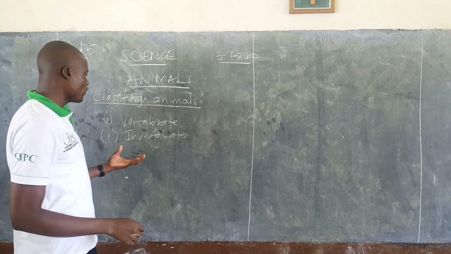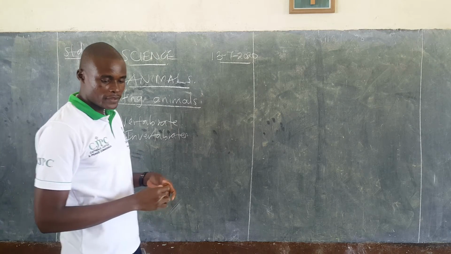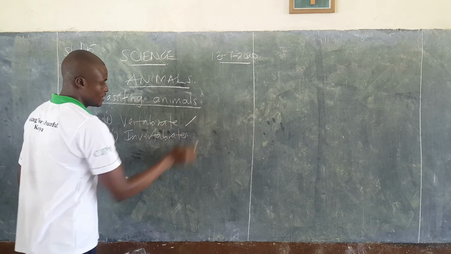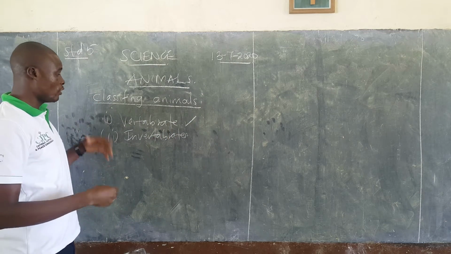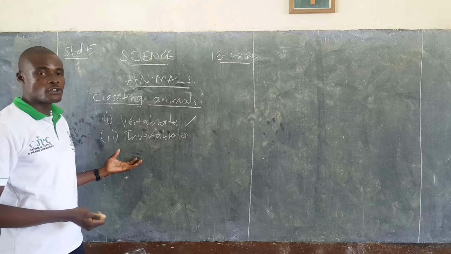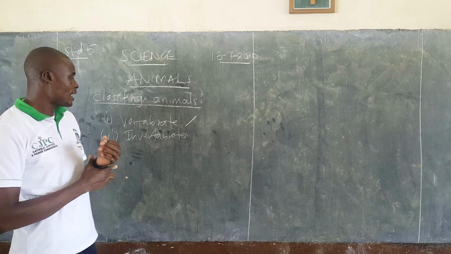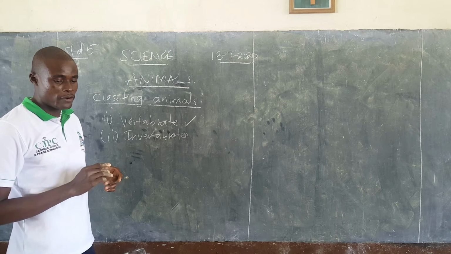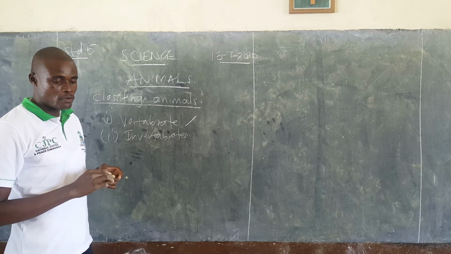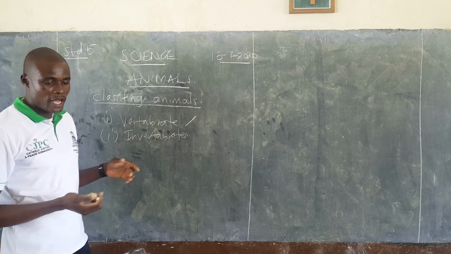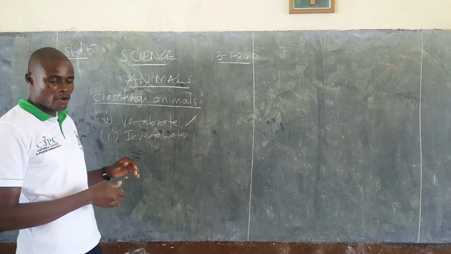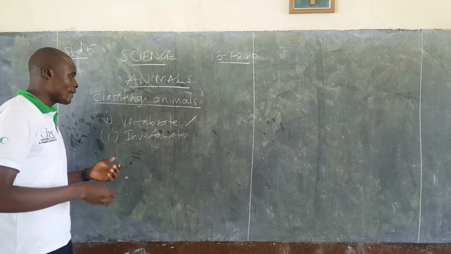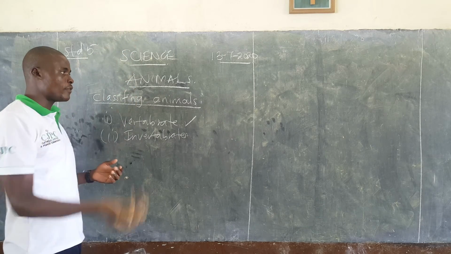So we need to know the definition of whatever we have written here. What are vertebrates? Vertebrates are simply animals with backbones, all animals with a backbone. A backbone is simply a row of bones running at the back of an animal from the head to the tail.